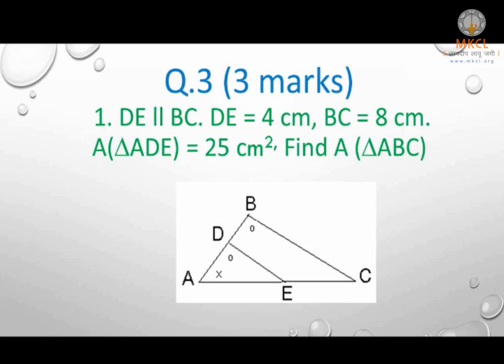area of triangle ADE upon area of triangle ABC will be DE square upon BC square, that is 4 square upon 8 square. Area of triangle ADE is given, so you can easily find the area of triangle ABC. You must show all the steps so that you will get the full 3 marks for this question.